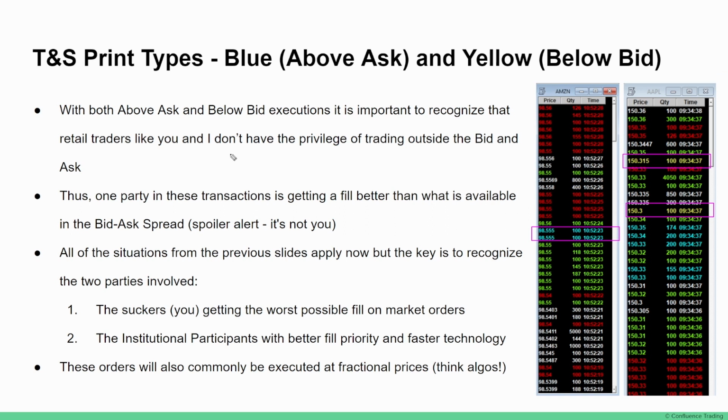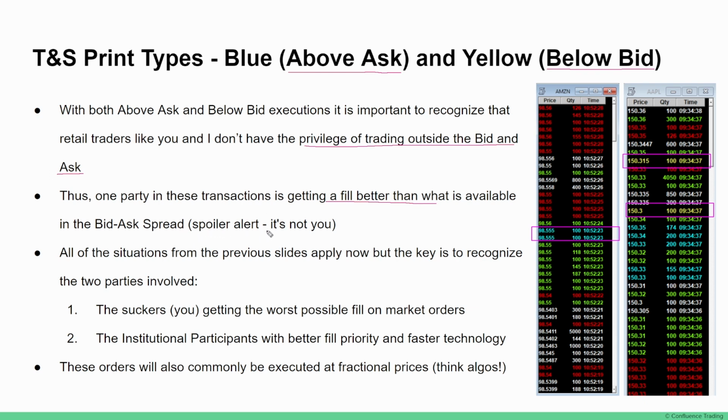All right, so that brings us to the last print types that I want to talk about. And those are the blue prints, or ones that execute above the ask, and the yellow prints that execute below the bid. And I show you examples of each of those here. With these print types, either above the ask or below the bid, it is important to recognize that retail traders like you and I don't really have the privilege of trading outside the bid and the ask. So one party in these transactions is getting a much better fill than what is available at the bid-ask spread.